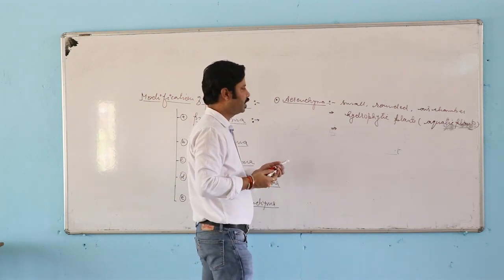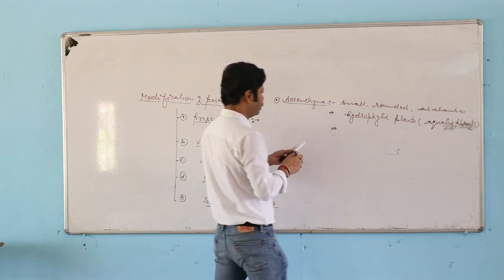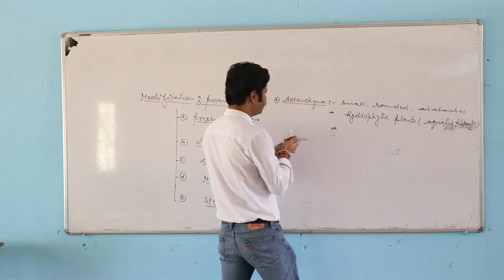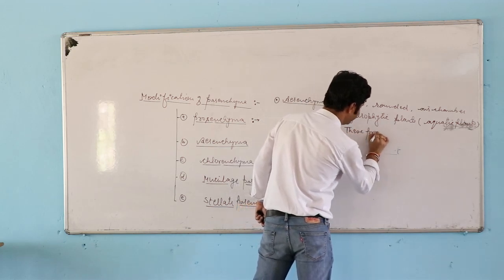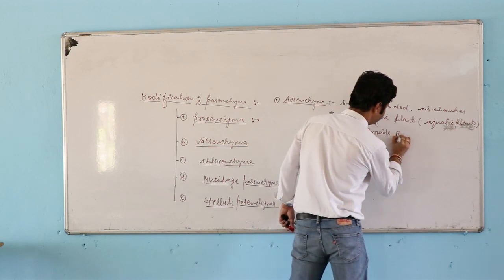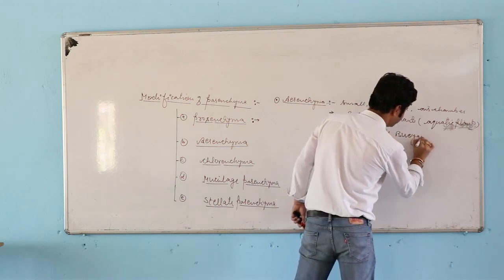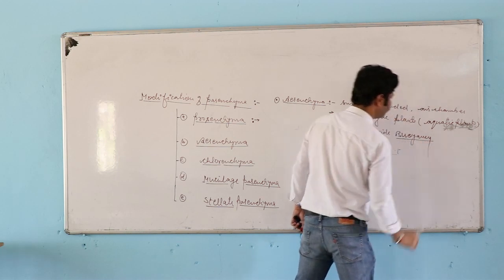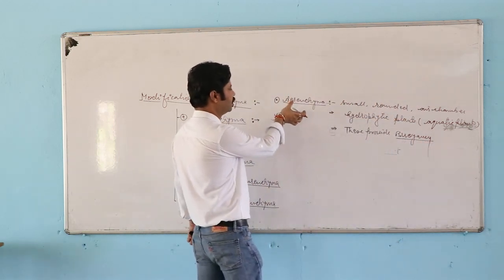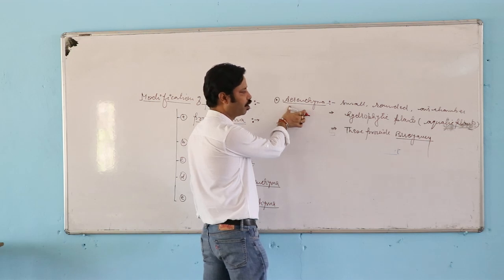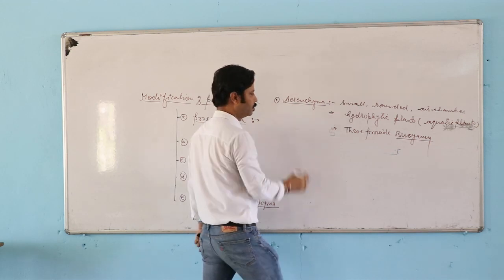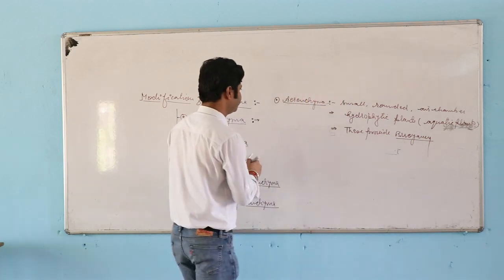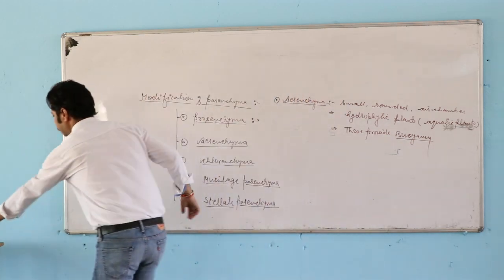Due to the presence of aerenchyma, these provide buoyancy. Buoyancy means floating nature. Aerenchyma provides the floating nature of hydrophytic plants. Due to the presence of aerenchyma, hydrophytic plants can easily float in water or on the surface of water. It is called buoyancy.